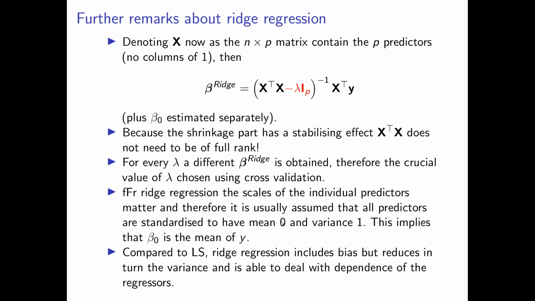Also, it's not a necessary requirement, but it's usually helpful to standardize all the regression parameters, as having different scales will have a lot of impact here for the estimation. As soon as we do this, the beta 0, the intercept which we are estimating, is basically the mean of our y variable.